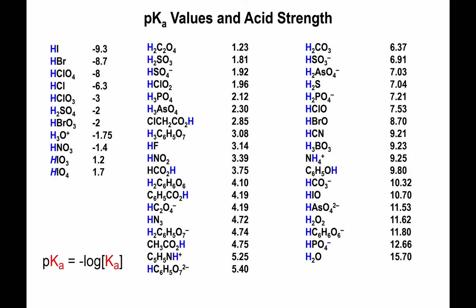Alright, so if you actually take the negative log of the K values, you get some numbers that are a lot easier to digest and a lot easier to look at, right? So instead of having all those exponential values, now you have numbers that range from roughly 0 to 20. So a few things to notice.